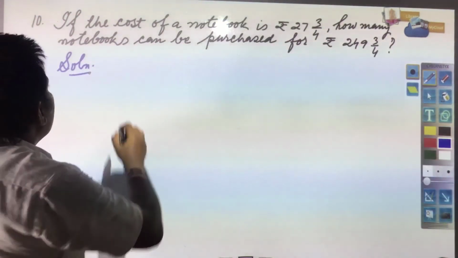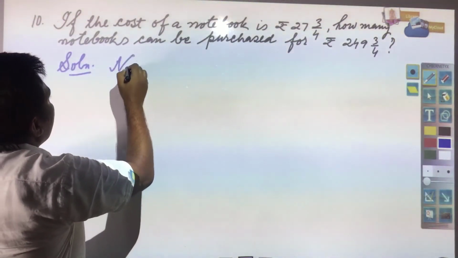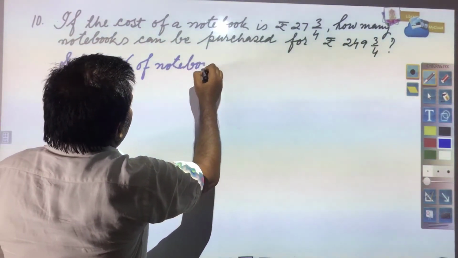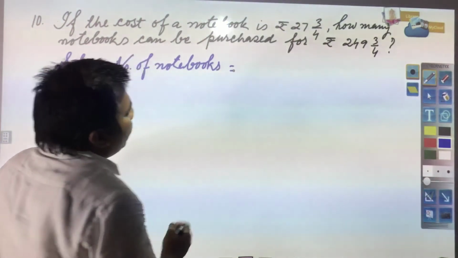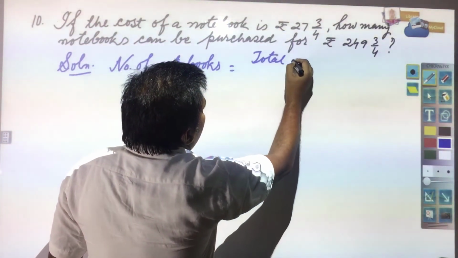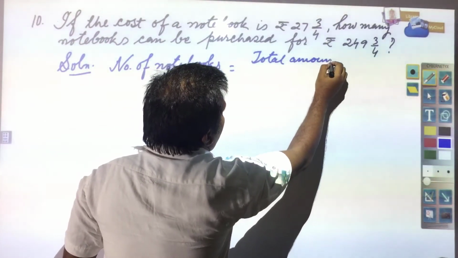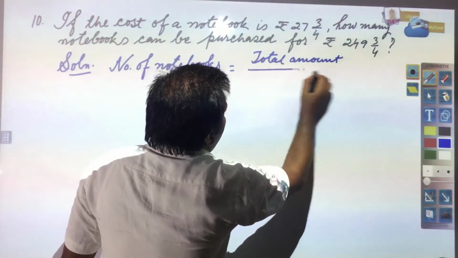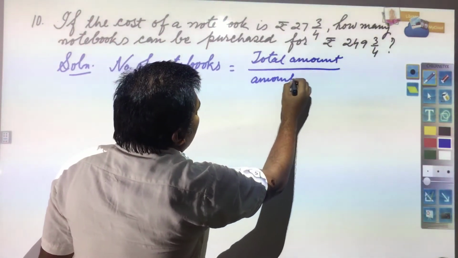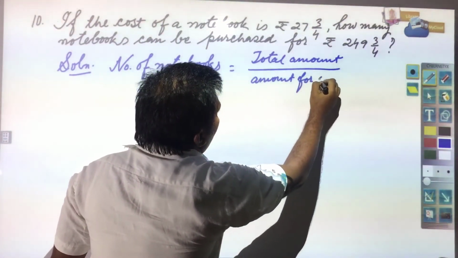So, you can write number of notebooks will be equal to total amount divided by amount for one notebook.